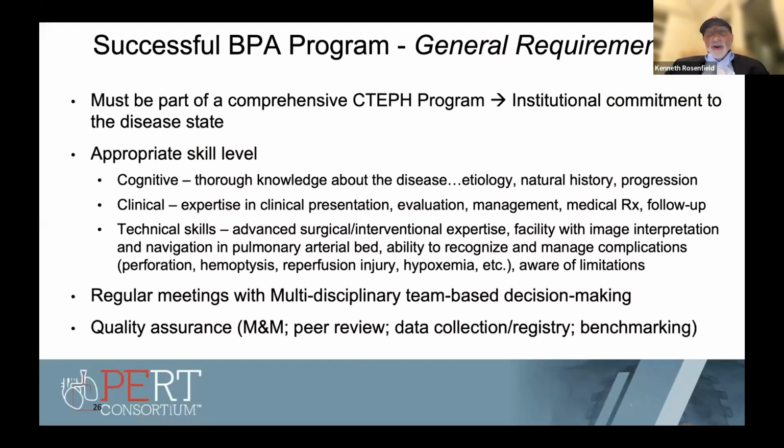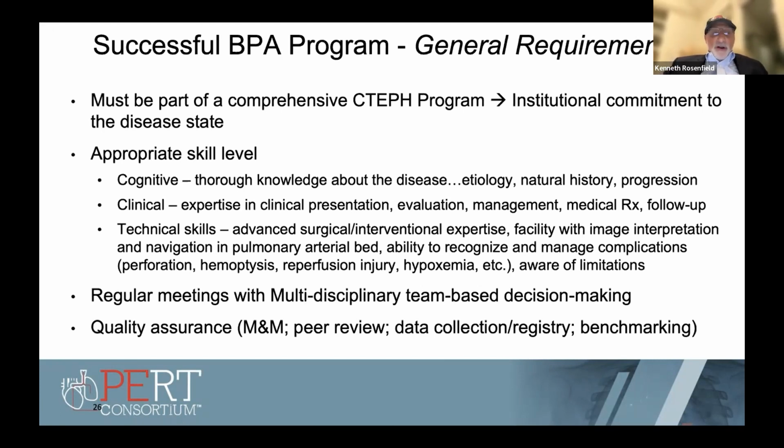So here are the requirements or ingredients. The BPA program has to be part of a comprehensive CTF program. There needs to be an institutional commitment to the disease state. And there has to be an appropriate skill level. There has to be thorough knowledge about the disease, its etiology, natural history, progression, and so on. Those are the cognitive skills. There's clinical skills, expertise in clinical presentation, what these patients look like, which is often challenging. Expertise in evaluation management, medical therapy, critical component of this, and follow-up.